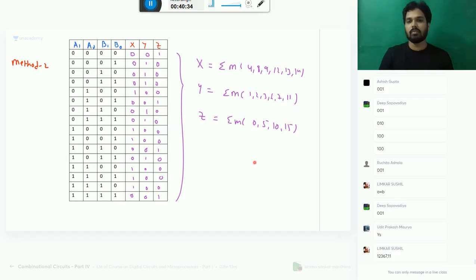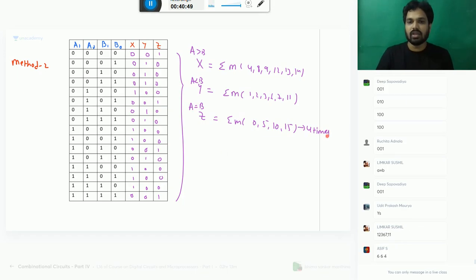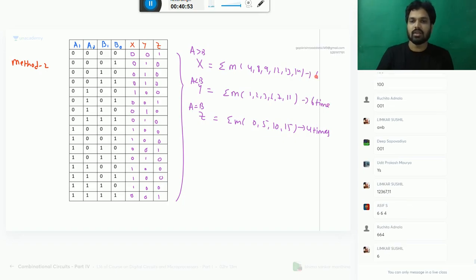In one of the GATE papers, the question is how many times X occurs, how many times A greater than B occurs, how many times A less than B occurs, and how many times A equal to B occurs. This will occur for 4 times. This will occur for 6 times. In all possibilities, I am saying this will happen for 6 times.